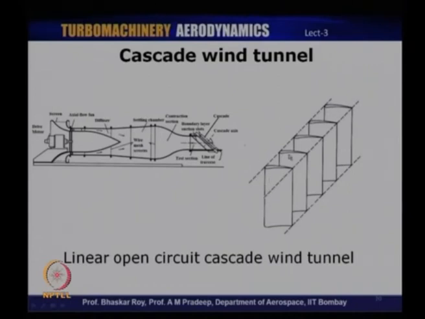If I take a closer look at the test section, the cascade section would look like this. These blades, either compressor or turbine blades, are arranged in a linear fashion, and that is what is mounted on a turntable; that is, the entire section can be rotated so that one can change the incidence angle of the flow entering the cascade. So, as you rotate the cascade axis, one can change the incidence angle.